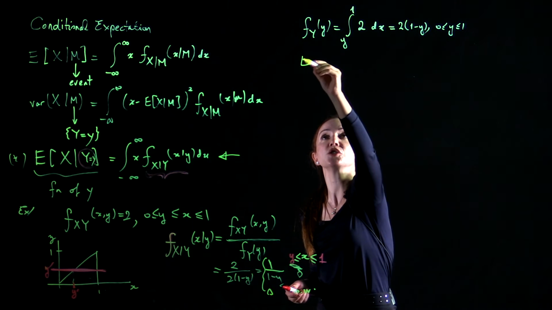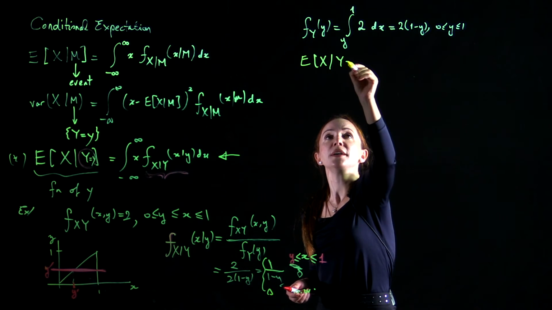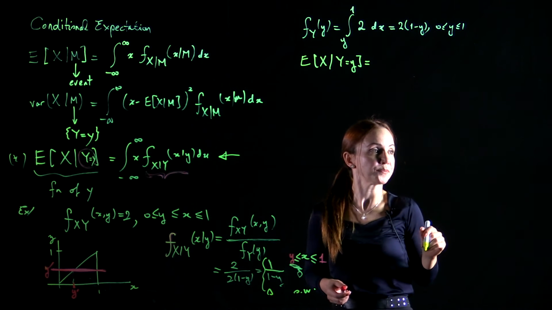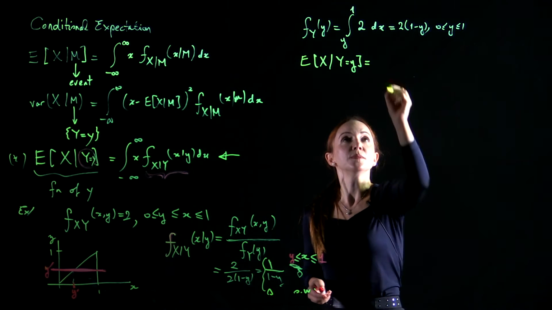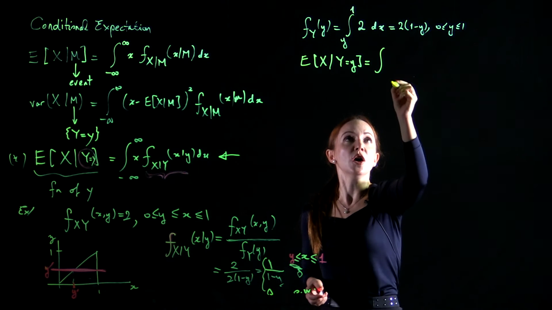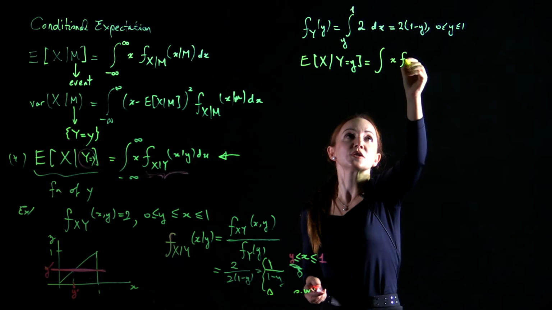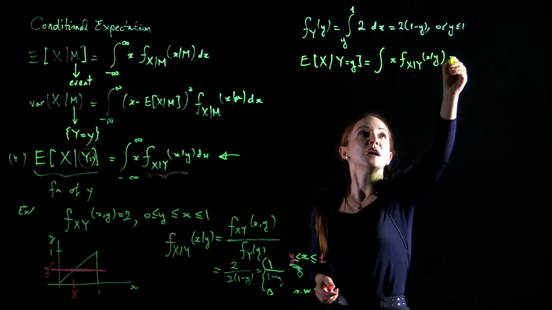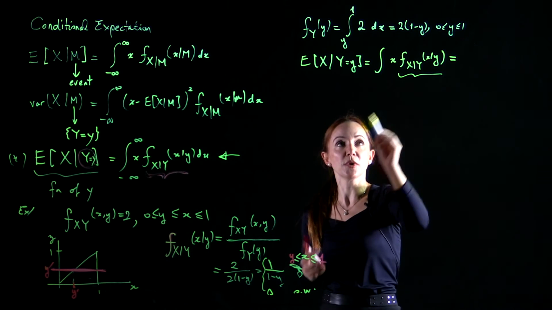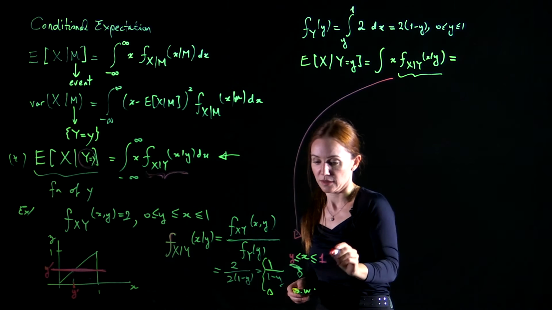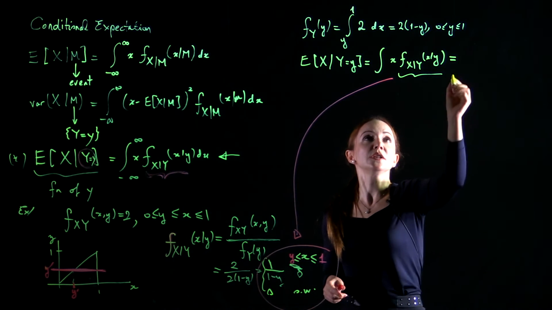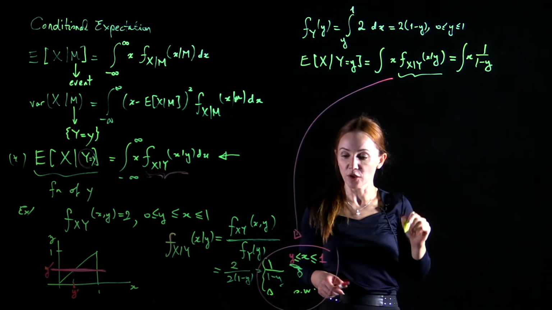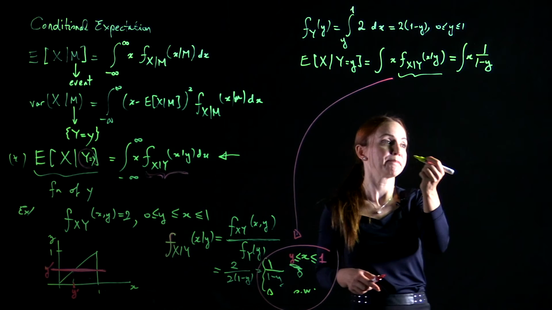And now we can apply this conditional density in this expression and compute the conditional expectation. The conditional expectation of x given y equals script y is nothing but the integral of x times f x given y, x given y. And f x given y is given by this. So this is equal to x times 1 over 1 minus y when x is between y and 1.